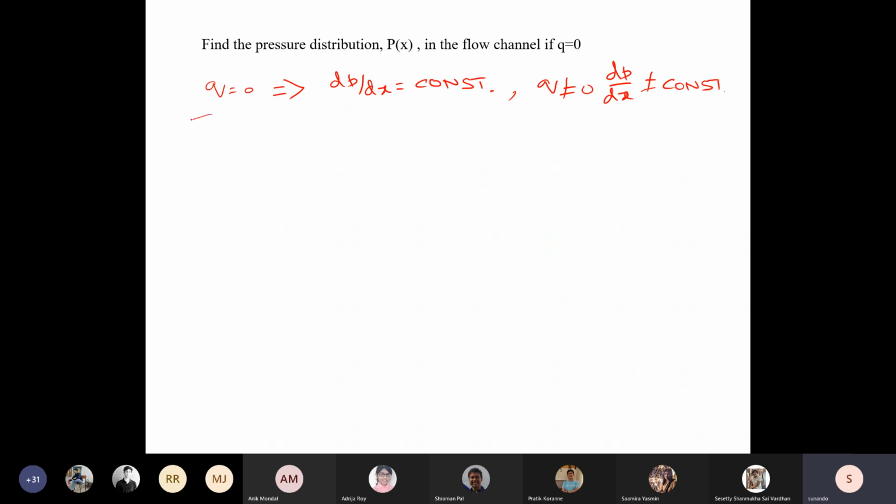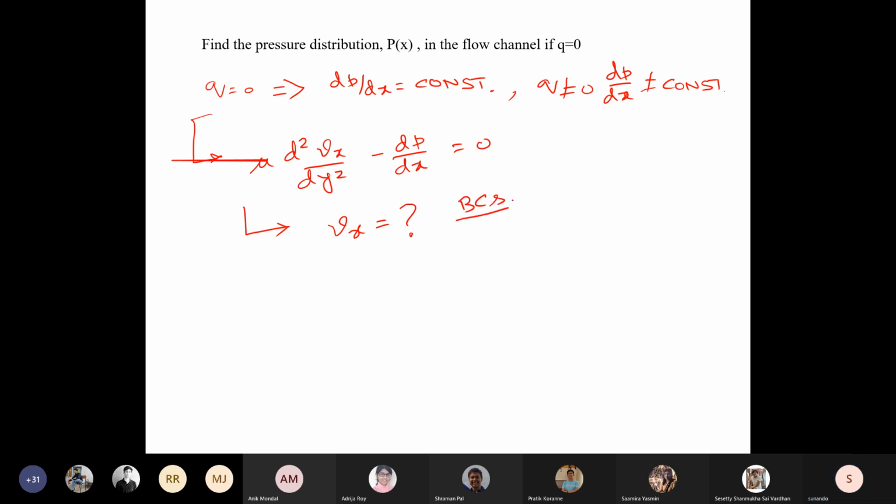So for this case, I can write the Navier-Stokes equation as mu d2vx/dy squared, because the velocity varies with y, minus dp/dx, that's the imposed pressure gradient in the system, to be equal to 0. I would be able to solve this in order to obtain what is Vx. Okay, and what are the boundary conditions to be used in this case? Can anyone answer this? The boundary conditions to be used.